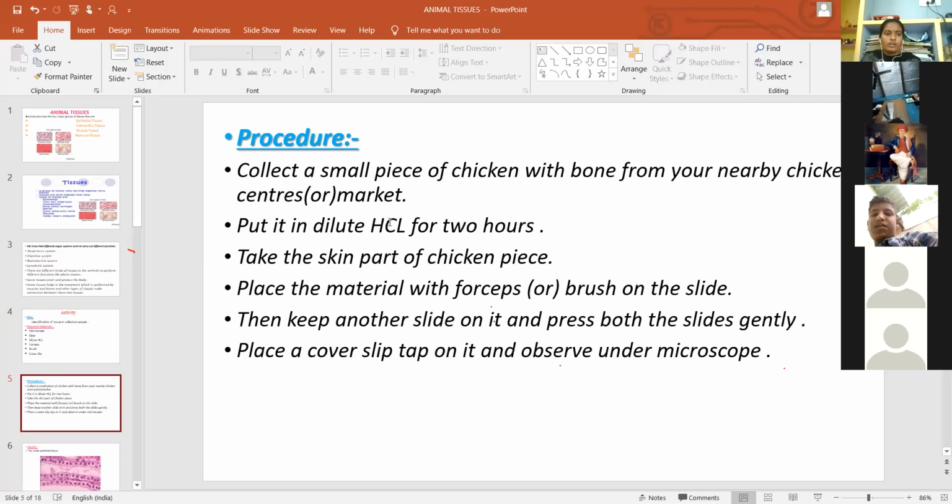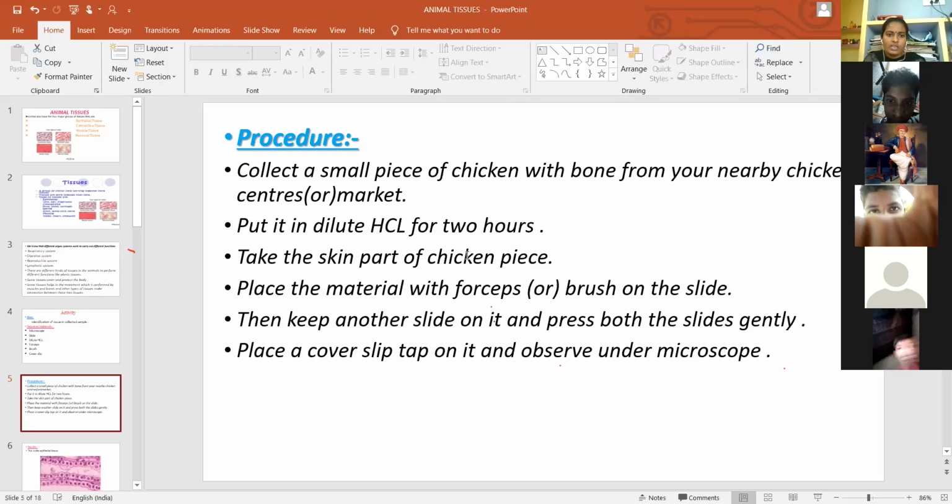First, we collect a small piece of chicken with bone. We put the chicken piece in dilute HCl for 2 hours. Then take the skin part of the chicken piece.